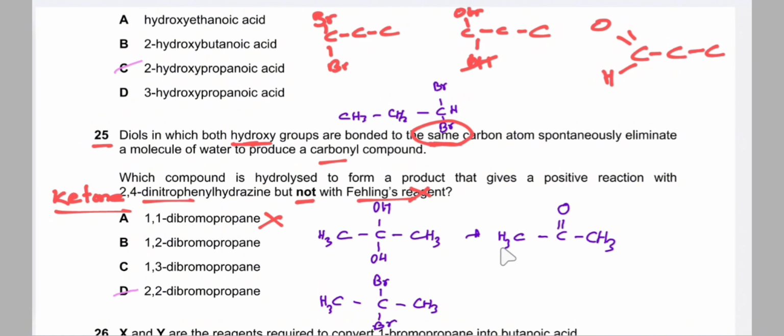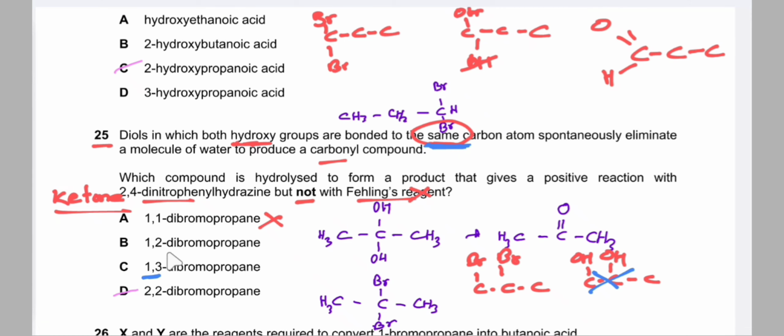Then for the second option, that is 1,2-dibromopropane. Meth, eth, propane, and there is 1-bromo and 2-bromo. So 1,2-dibromopropane is hydrolyzed to form this, where Br is replaced by OH, and this is the product. For this product, here we are given diols, that means the hydroxyls attached to the same carbon atom, but they are not attached to the same carbon atom. Therefore, this cannot be spontaneously hydrolyzed. Therefore, this option is wrong.